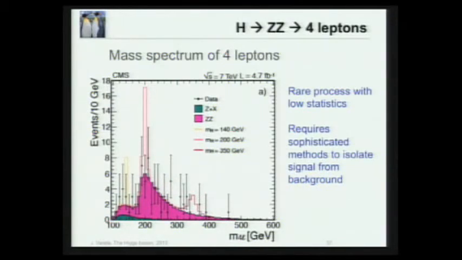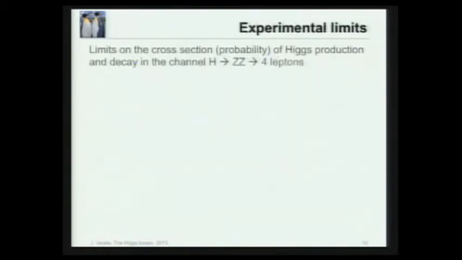So when I look, this is a plot that was obtained in 2011. At this point, there was no indication that there is an X. The X can decay in ZZ and then in four leptons, but I don't see anything clearly pointing to the existence of the X. If I don't measure something, I can nevertheless put experimental limits. I can say the probability to produce this thing is below some value, or the cross-section is below some value.